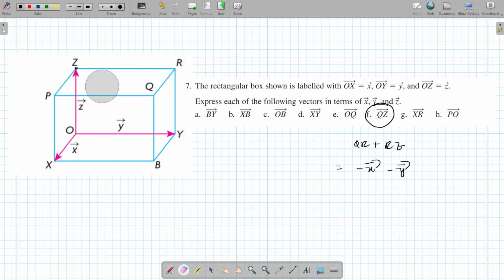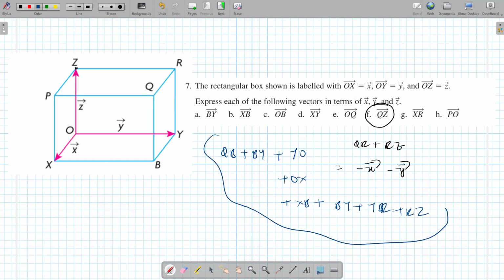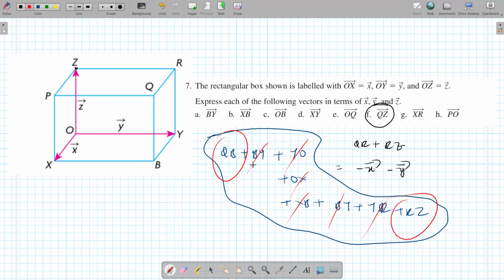But the beauty about vectors is this. That's the best way to do it. That's the easiest path. But you don't have to take the easy path. If you wanted to, you could do it like this. QZ, you could be like, you know what? It's QB plus BY plus YO plus OX plus XB plus BY plus YR plus RZ. You see this? You can take this long path. Eventually some of them are the same. And once you cancel, whatever you're left with is exactly the same thing as you found before. So the order doesn't matter. The final answer will always be the same. So vectors are kind of easy to work with. That's a good thing about vectors.